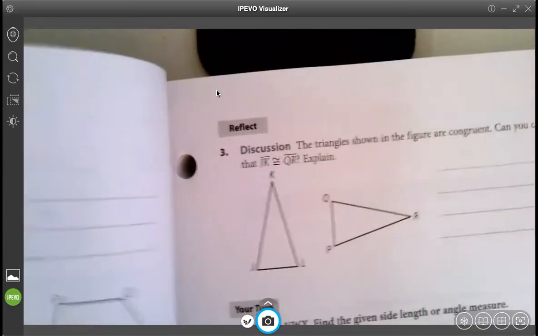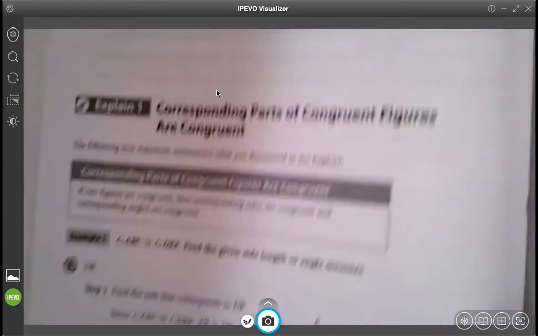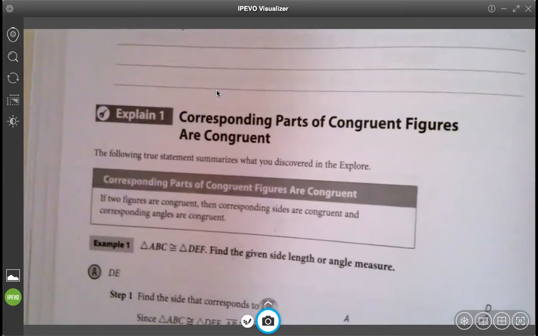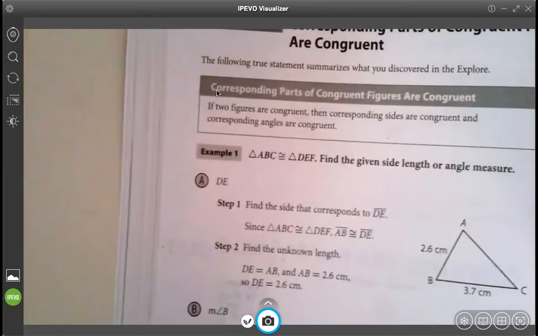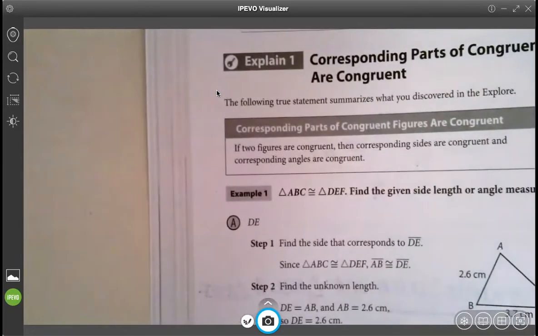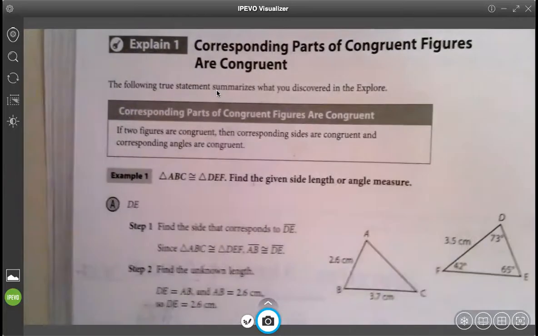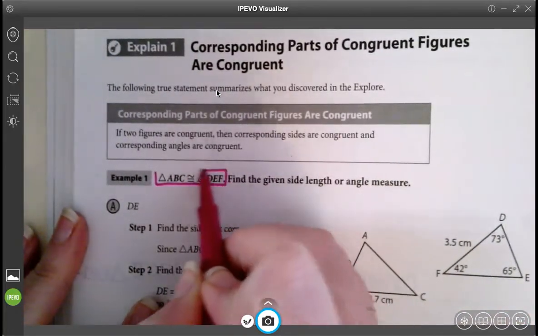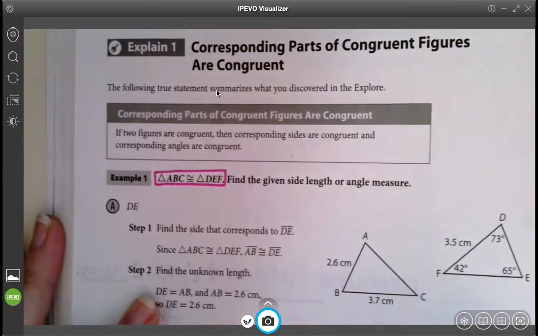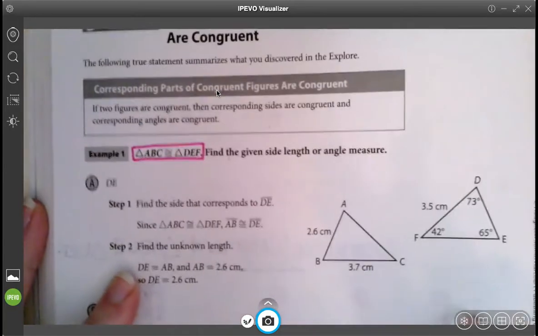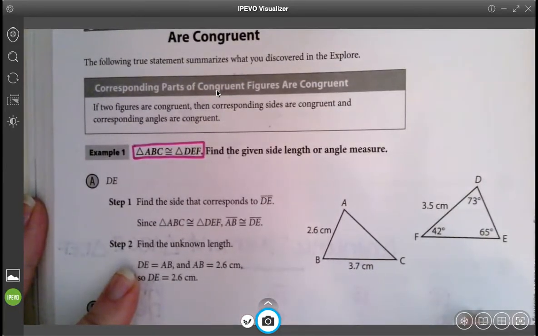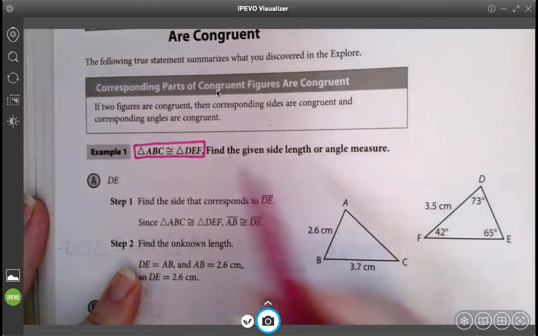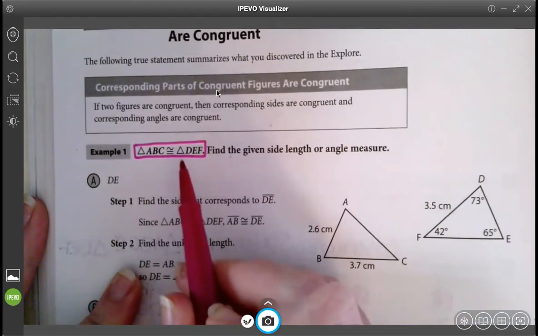Let's flip the page and look at another example. Okay, on 140 at the bottom, we're still doing CPCFC, corresponding parts of congruent figures are congruent. And we've got our congruent statement about triangle ABC is congruent to triangle DEF. That's where we're getting our information. You probably could do this just with looking at it, but you don't want to do it just with your eyeballs, right? If you've got this information, this is what you use.